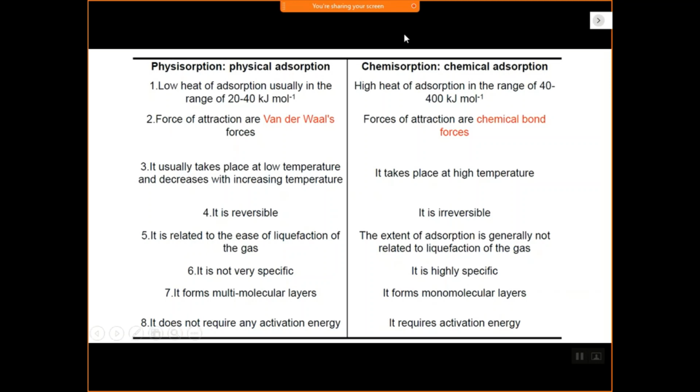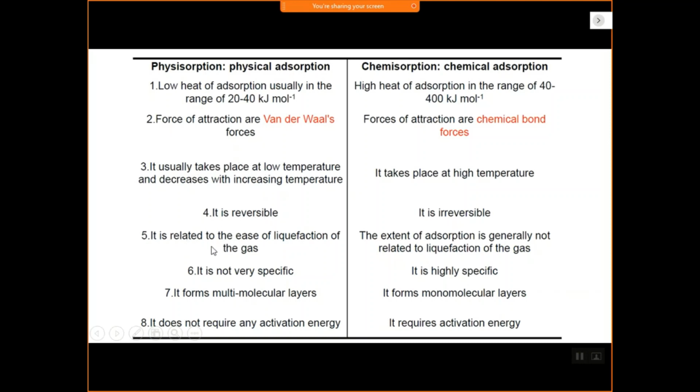And with the chemisorption, where you have an actual chemical bond, and we talked about the difference between van der Waals and the chemical side of things, where you've got chemical bonds. So you're going to have a higher heat of adsorption with the chemical forces going on, the chemical bonds. Usually the physisorption will take place at low temperature and decreases with increasing temperature, and the chemisorption will take place at a higher temperature, and with the chemisorption it's usually irreversible, whereas physisorption it's reversible.